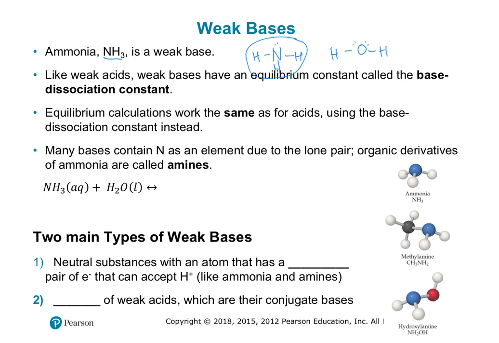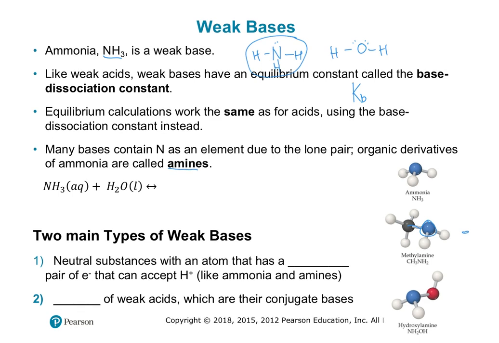So just like weak acids, weak bases also have an equilibrium constant, Kb, and they work the exact same way as with weak acids we learned about in the previous section. Any other bases that have nitrogens but are not ammonia, so they have other carbon groups off the side of them, are called amines. So we'll see here's methylamine with this blue nitrogen and a methyl group, a CH3 group, off the side. And then here's hydroxylamine with an OH group off the side.